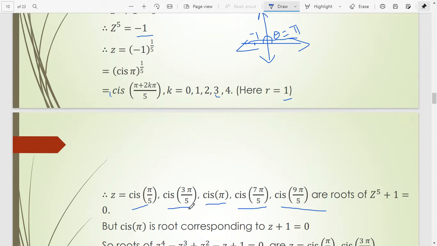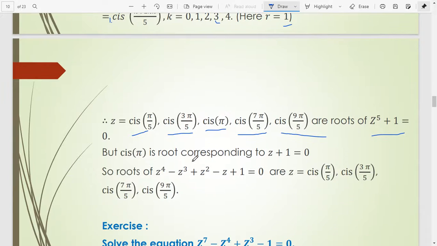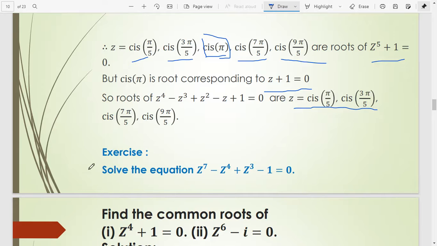These are all the roots of z raised to 5 plus 1 is equal to 0. But the root cis pi is the root corresponding to z plus 1 is equal to 0. So the roots of z raised to 4 minus z cube plus z square minus z plus 1 is equal to 0 are z is equal to cis pi by 5, cis 3 pi by 5, cis 7 pi by 5 and cis 9 pi by 5. This is an exercise. Do it yourself.